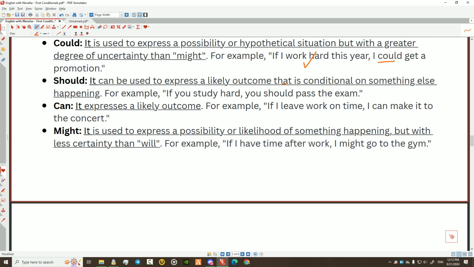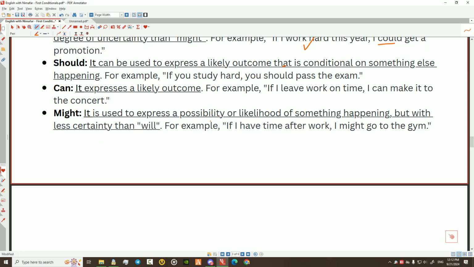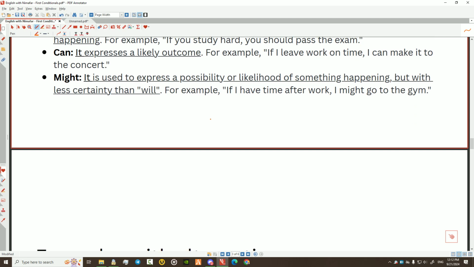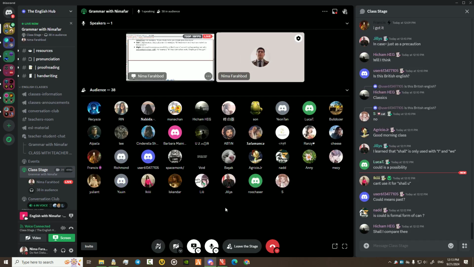Should, we can say, if you study hard, you should pass the exams. That's common sense. If you do that, you should be able to do that too. But can, we can use it. If I leave work on time, I can make it to the concert. Also talks about ability. Like, I will have the ability to do that. For example, if you study, you can watch TV.